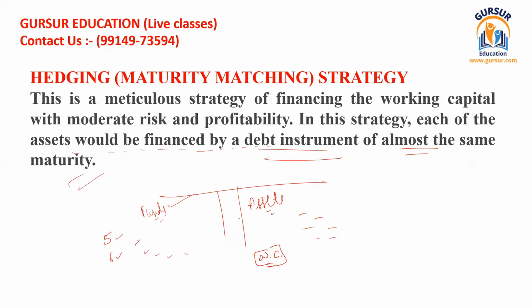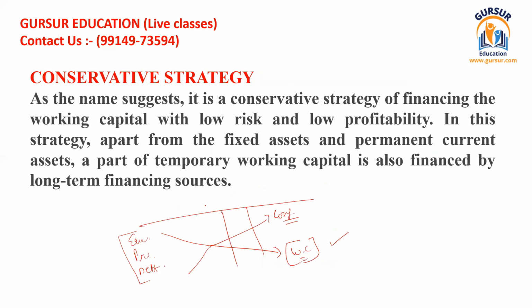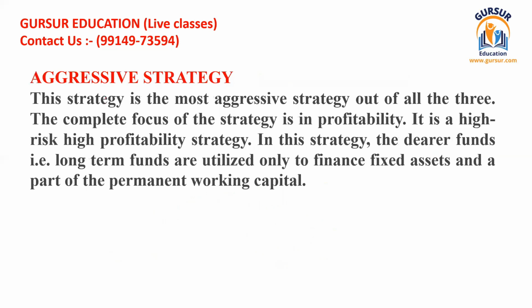The first one was telling you that you can finance, but the level of financing should be the optimum level. You are not supposed to use a higher proportion of long-term funds for financing your working capital. You should use a mixture of long-term as well as short-term sources of finance for financing your working capital decision. But this conservative strategy tells you that you should use your long-term funds for financing your working capital decision. And the last one is the aggressive strategy.